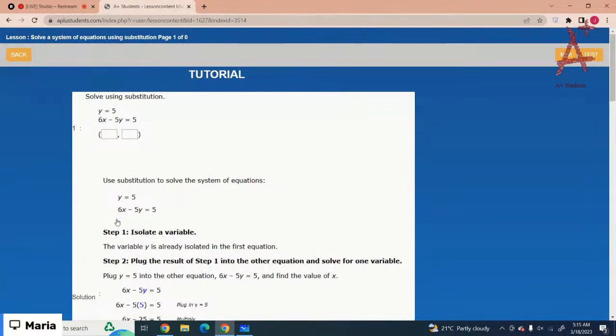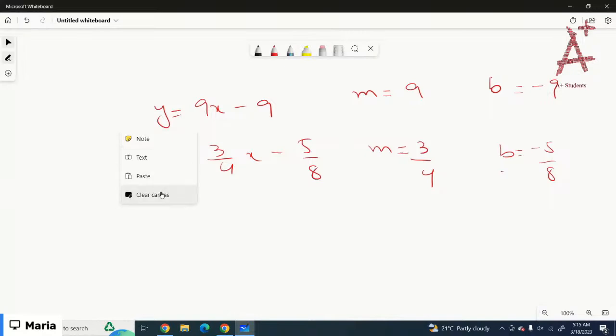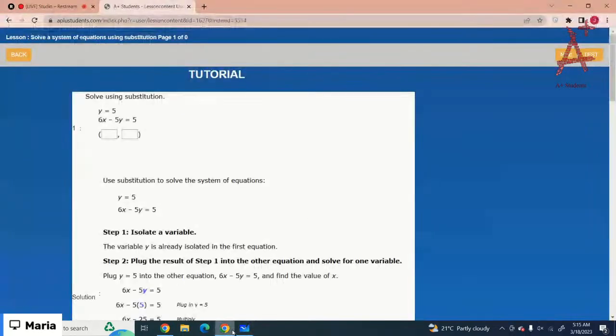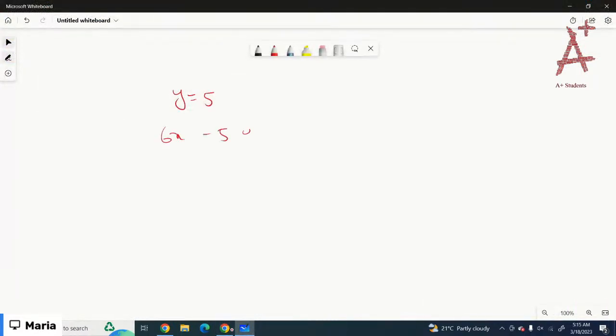So the first equation, let's start with the example, is y equals 5. And the second equation is 6x minus 5y equals 5. So here the variable y is already isolated. Just put the value in the second equation. Replace the y with the value. It would be 6x minus 5 times 5, which is 25, equals 5.